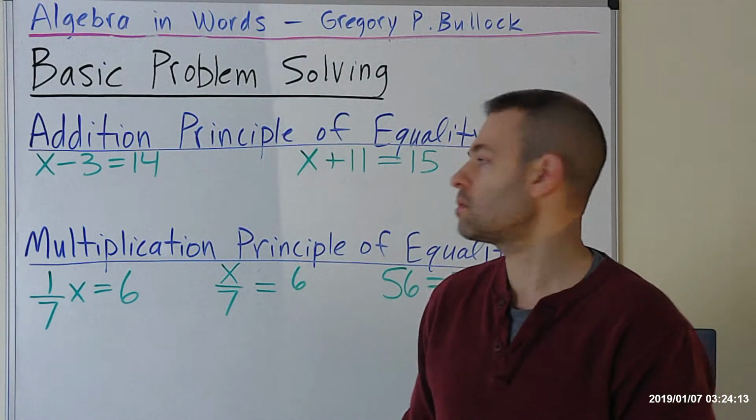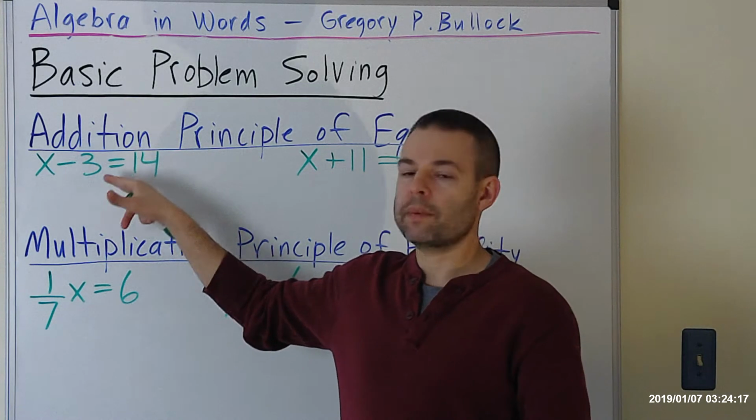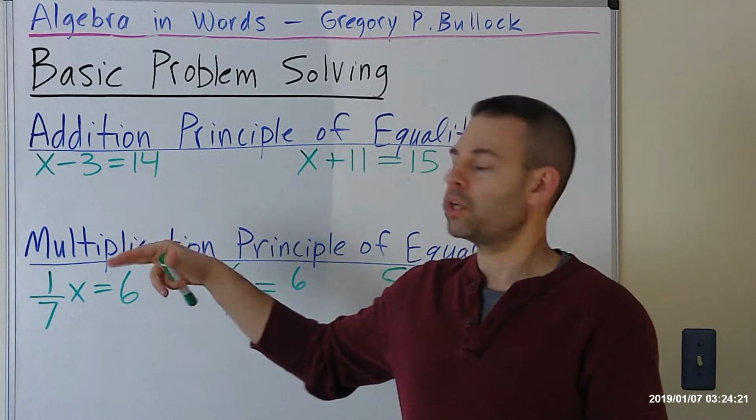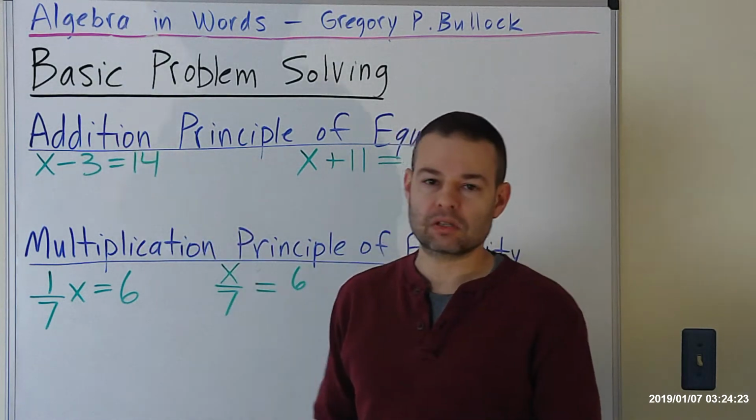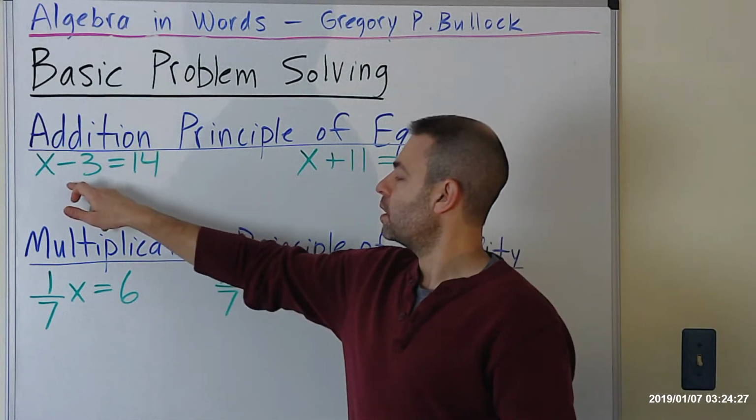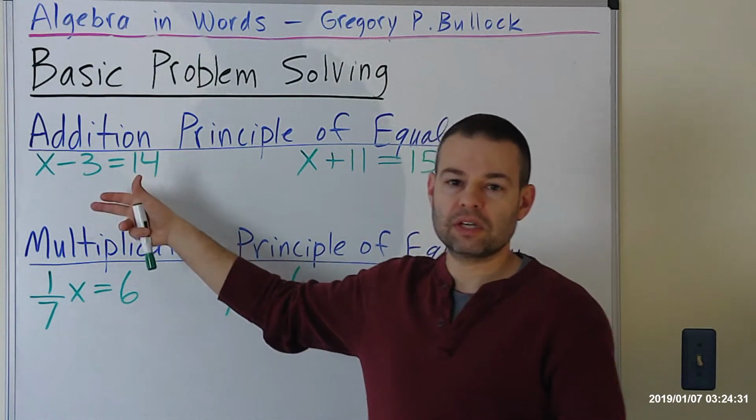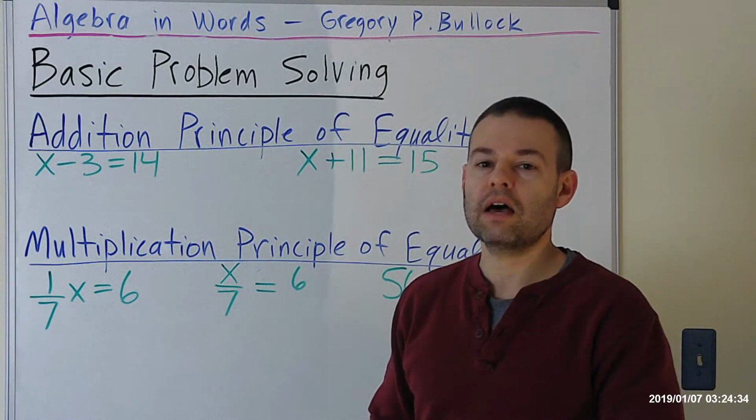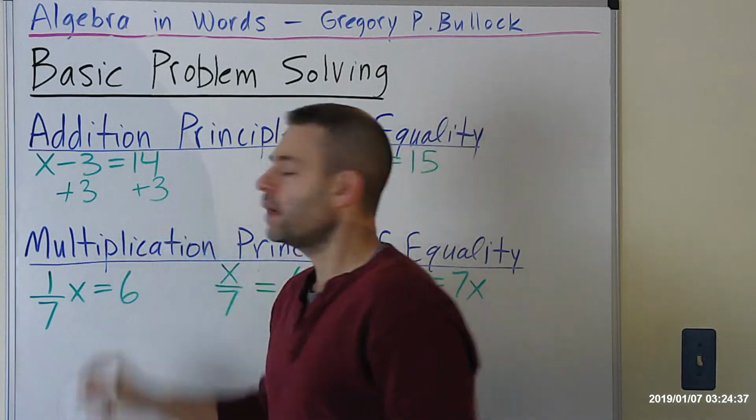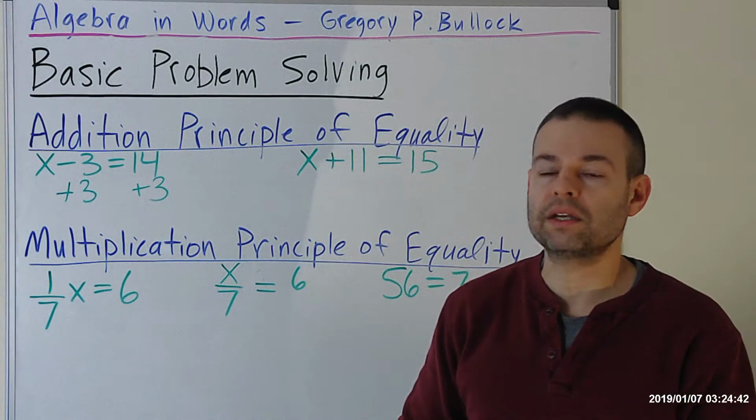Well, think about this. We want negative 3 to become 0. What do you have to add to negative 3 to make it 0? Well, you have to add its opposite of itself. Opposite means the opposite sign. So if this is negative 3, adding 3 to negative 3 would make 0. So we're going to do that on the left. And remember that what you do to the left, you have to do to the right to maintain the equality.